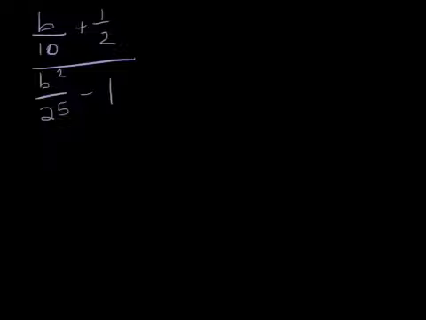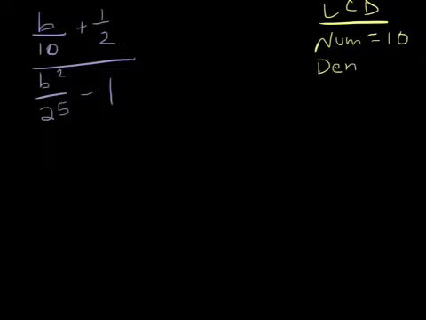Okay, so here's my example. B over 10 plus 1/2 over b squared over 25 minus 1. So again, the first thing I need to do is to get a lowest common denominator for the numerator and for the denominator. Well, the lowest common denominator for my numerator is clearly going to be 10. And my lowest common denominator for the denominator is clearly going to be 25. So I'm going to go ahead and start simplifying.